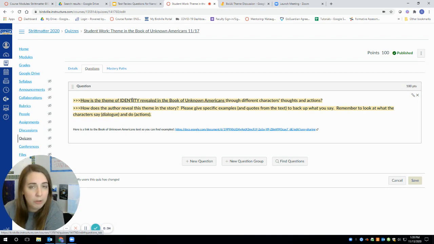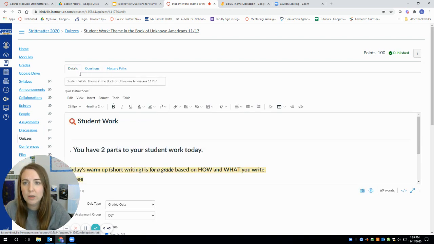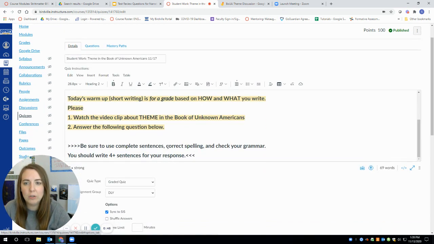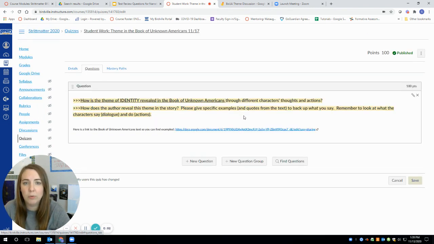You need to pull out all the stops, use the best spelling, grammar, and punctuation humanly possible, and make sure to follow the very specific instructions. So the instructions say to be sure to use complete sentences, correct spelling and grammar. And yes, you do need to have about a paragraph, so 4+ sentences for your response.